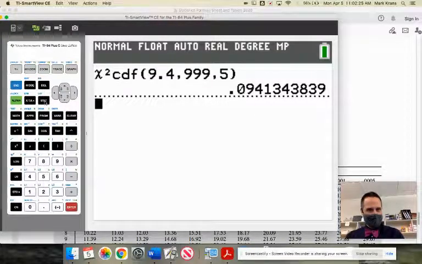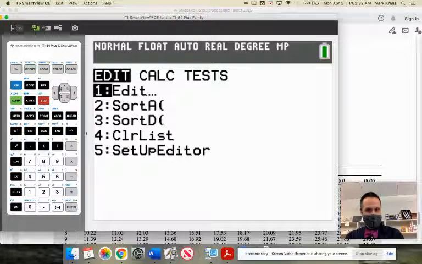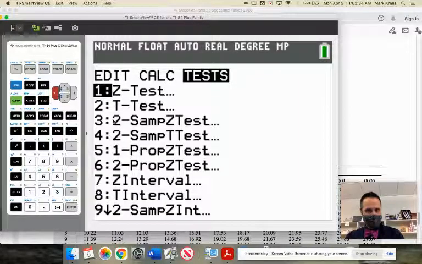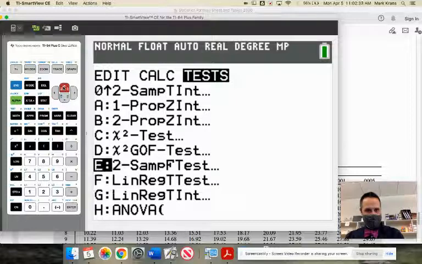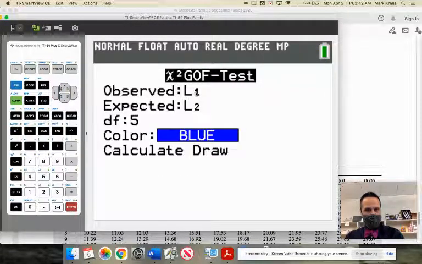The last option is actually doing a chi-square distribution test. So if you go to tests, okay, pressing up will get you there faster instead of down, because it's towards the bottom. There's a chi-square goodness of fit test. And what you need is you need to have already preloaded in L1 your observed values, and in L2 your expected values, and tell it your degrees of freedom.